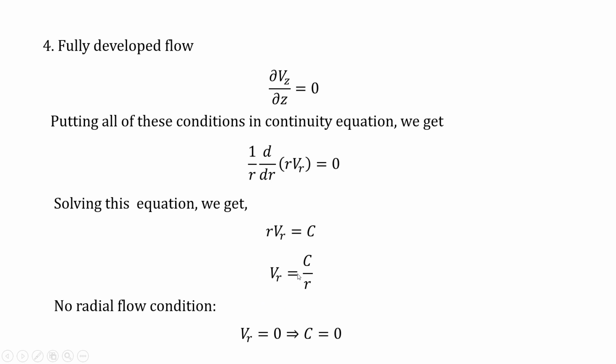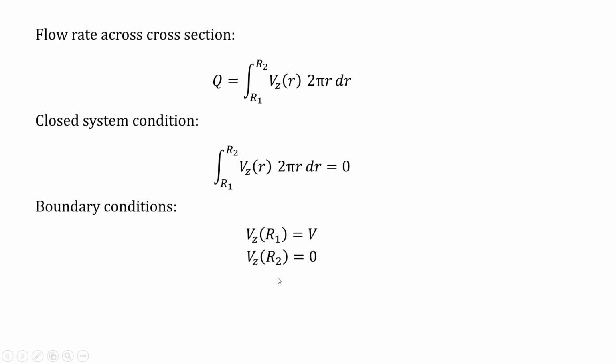Now at center, that is r equals 0, Vr equals 0. So we can say that C is equal to 0, because if C is not 0, then Vr will not be finite. Now flow rate across any cross section is given by Q is equal to integral from R1 to R2 of Vz of r 2π r dr. So for any closed system, this value should be equal to 0 and that is given in the question.